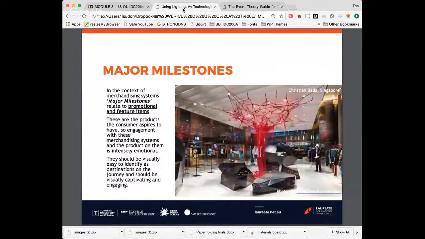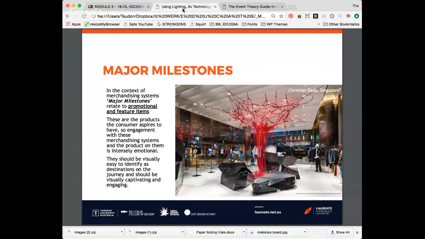And then, of course, you've got the major milestones. These major milestones, again, are those major stopping points on the consumer journey. This is where we feature promotional items and feature items. These are rotating quite quickly in terms of the product display turnover. But what you want to do is create a focal point of presentation within the store so that consumers can see from a distance where those marker points are.